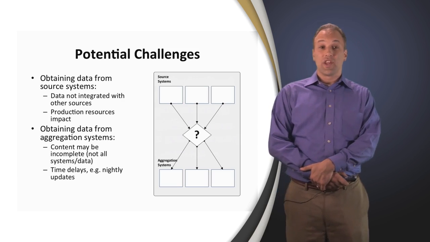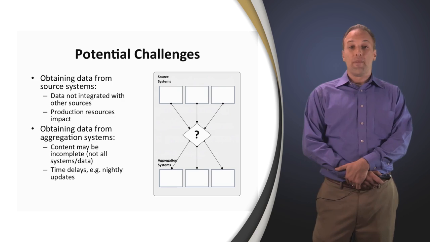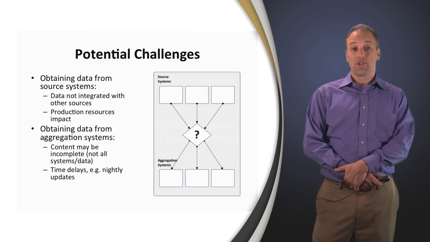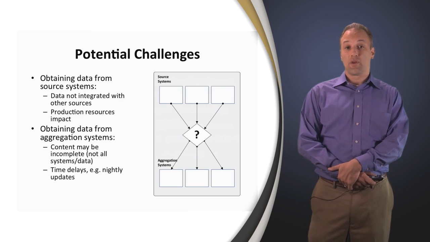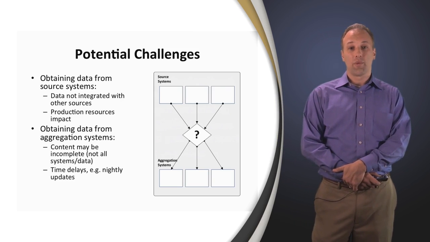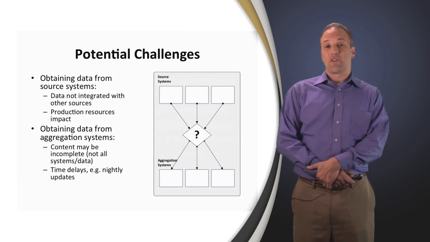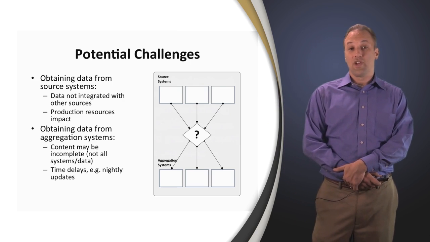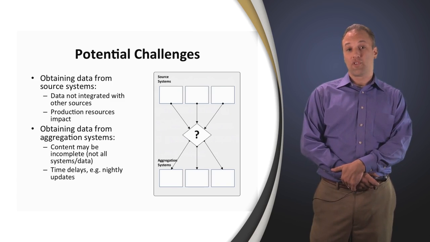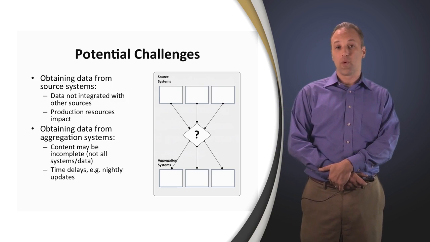Now, there are some challenges to think about. Specifically with data aggregation systems, there's magic that happens in between the source systems and the aggregation systems. One of the potential issues is that not all of the data is integrated from a particular system, or not all of the data sources are provided in the enterprise data warehouse. In addition, you have to consider the pros and cons of each potential solution. So for example, obtaining data from the source systems, this data are not integrated with other data, and that integration would have to be performed on your own.